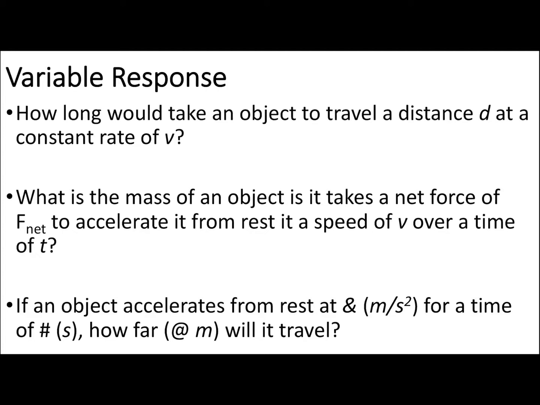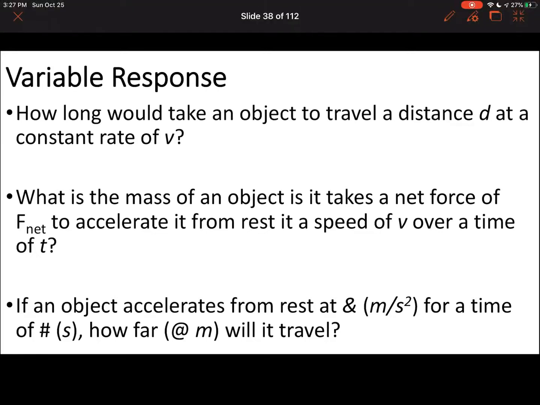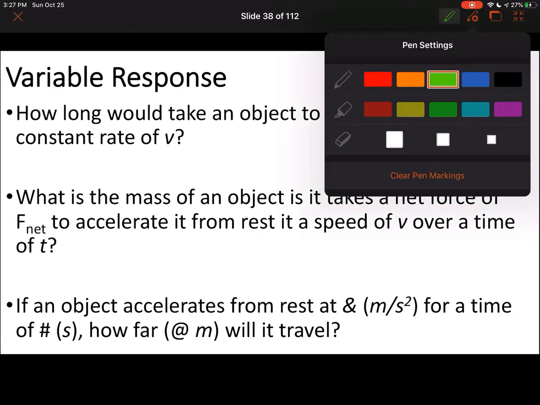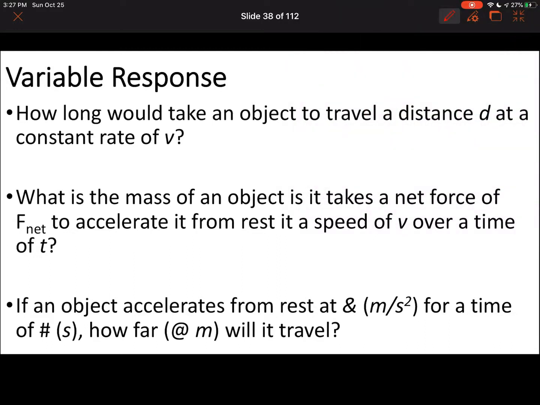What's the mass of an object if it takes a net force F net to accelerate from rest to a speed of v over a time t? What we're seeing here is that, rather than giving you a number, I'm giving you variables. And let's first think about this in terms of, what if I didn't give you variables, I gave you numbers?